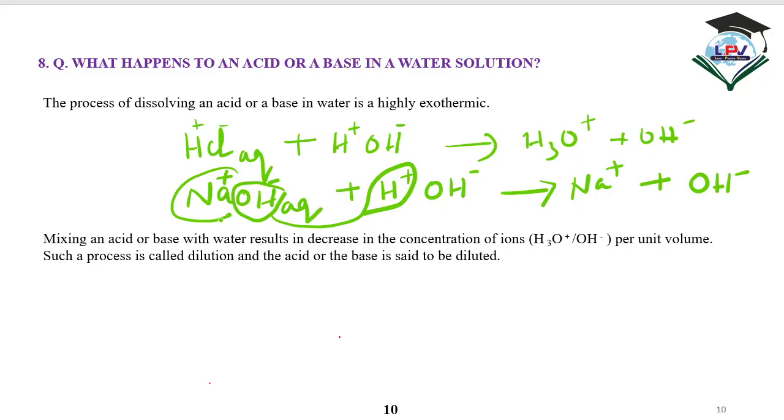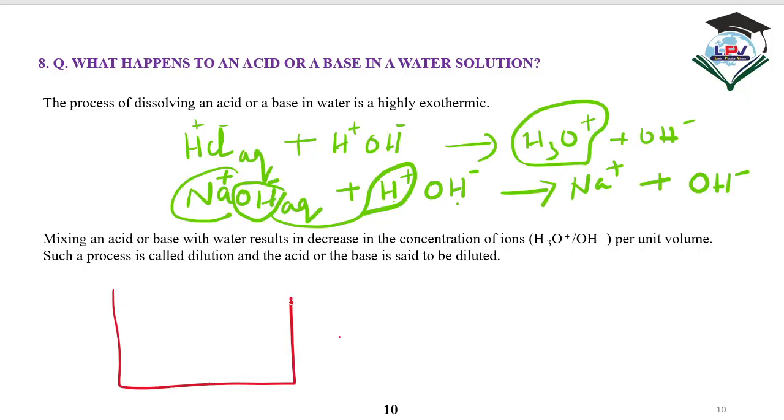When a base is reacted with water, you never get hydronium ion because there is no H plus in this. Even if the H plus of water is there, it will try to form water with OH minus, not the hydronium ion. I hope you have understood this. Now, the question is what happens to an acid or a base in water solution? I hope you have understood this question.